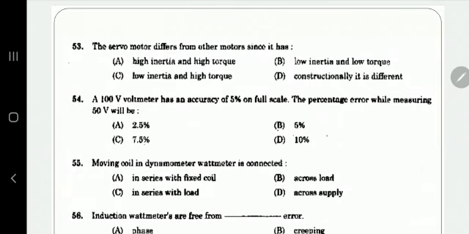Servo motor differs from the other motors since it has, answer is B, low inertia and low torque. So servo motors, we already know it is normally used for robotics. The main applications are robotics, and the main important characteristic of this one is that it has low inertia and low torque when we are comparing with the other types of motors. So let's move on to the next question, question number 54. This question also remains cancelled for PSE. So let's go on to the next one. This 54th question, 55 and 56 remain cancelled for PSE.